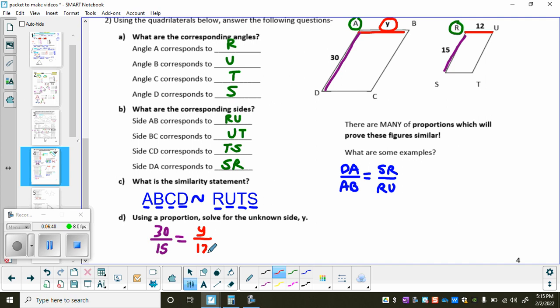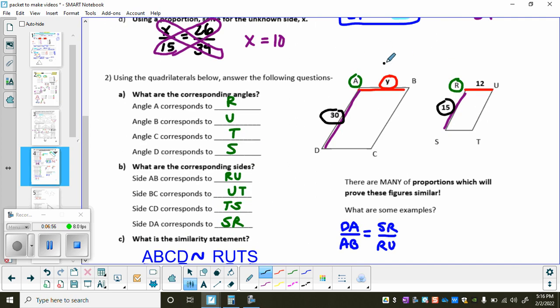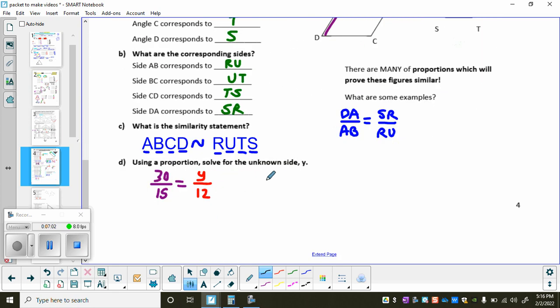Now that right there might already be enough for you guys to figure it out. If this 30 gets cut in half to be a 15, then this must have been a 24 to get cut in half to be a 12. So when you think of it that way, it's very simple. And you can kind of see right here, the 30 gets cut in half to be the 15. So we know that the 24 has to be cut in half to be a 12.